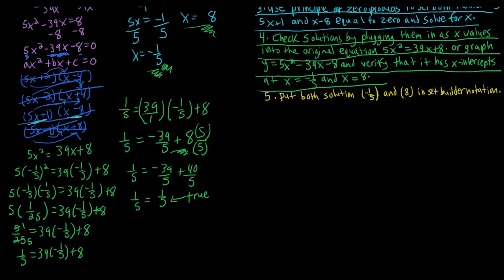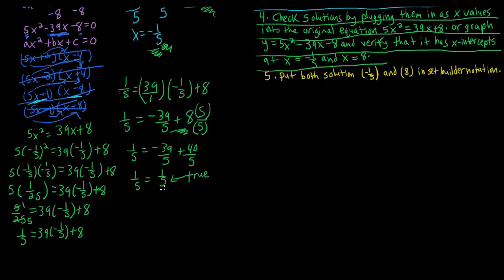So let's go ahead and plug that into our original equation. So we have 5x squared equals 39x plus 8. We'll plug the 8 into this equation, so 5 times 8 squared equals 39 times 8 plus 8. So we'll do PEMDAS. 8 squared is 64, so 5 times 64 equals 39 times 8 plus 8.